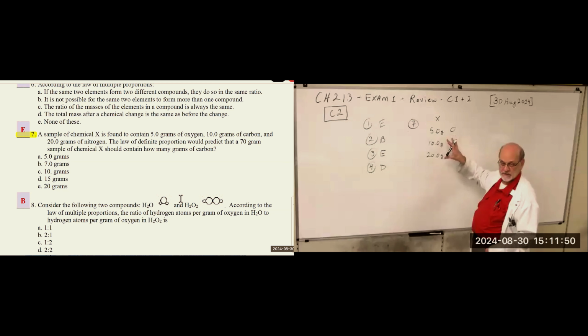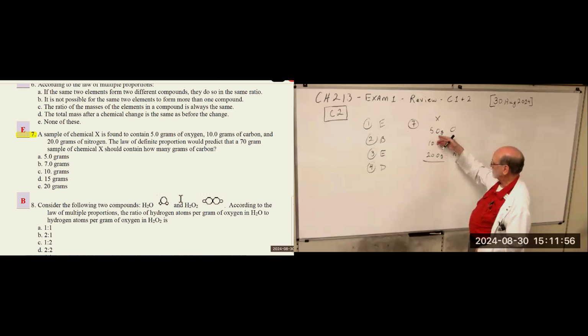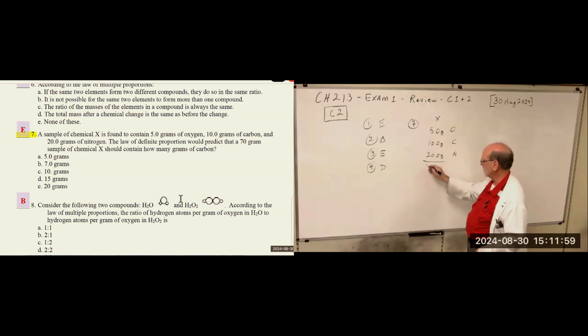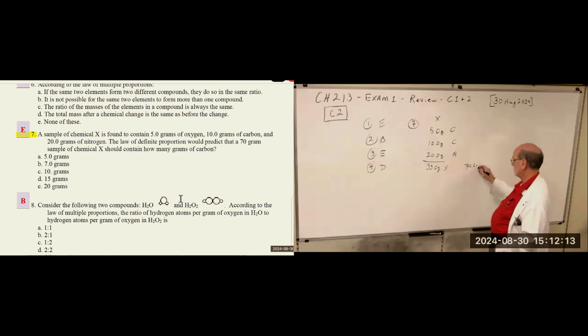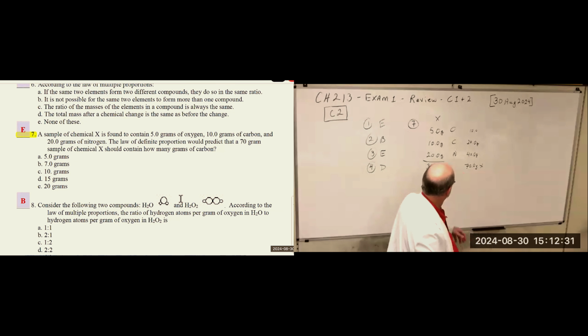The ratios are fixed for that compound. So how many grams do you have now? All right, 35, right? 35 total. So in 35 grams of X, you have the ratio of 20 to 35, 10 to 35, 5 to 35. So what if we have 70 grams of the compound? Then it'd be 40 grams of N, 20 of this, and 10 of that, right? You just double each one. So the answer to the question is 20 grams. They want to know carbon.